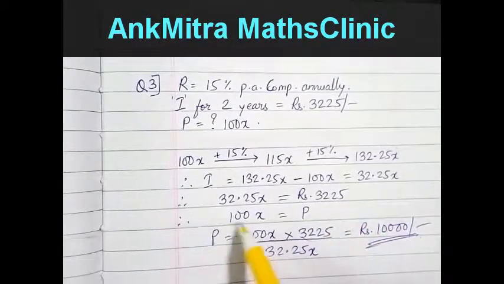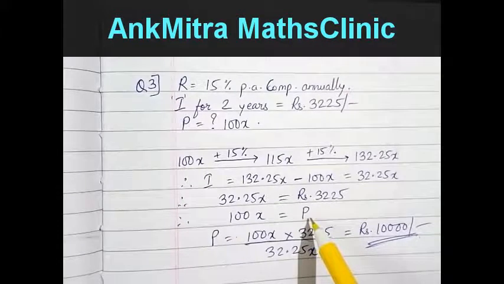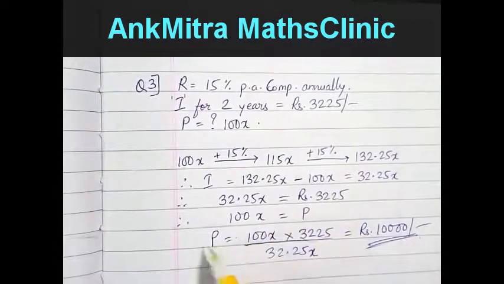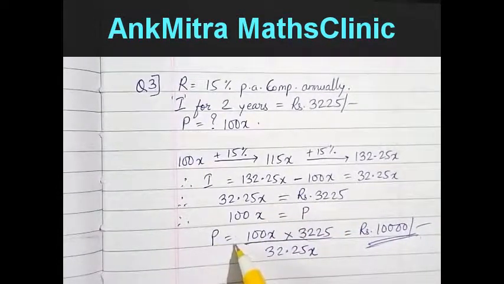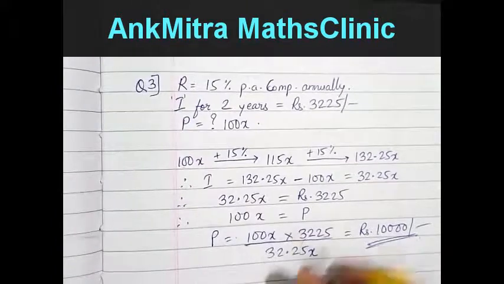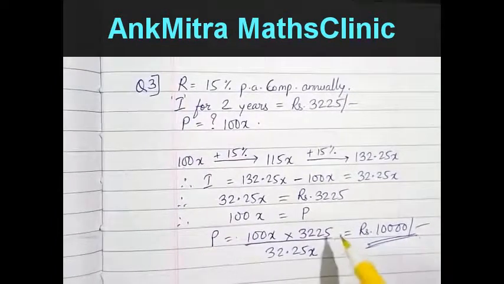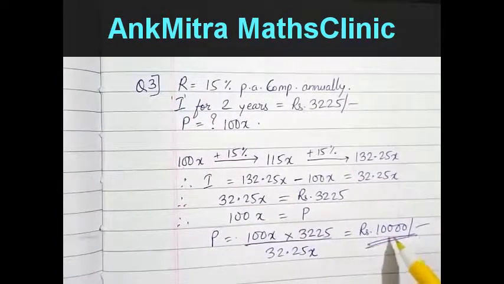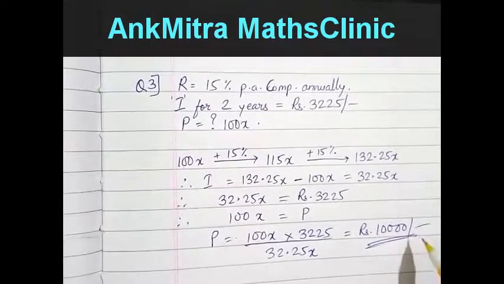3,225. So we are asked to find 100x, that is principal. So we'll use this 100x as P and just cross multiply. So cross multiplying, we get P is equal to 100x multiplied by 3,225 divided by 32.25x, which gives us a principal of rupees 10,000. This is the required answer.